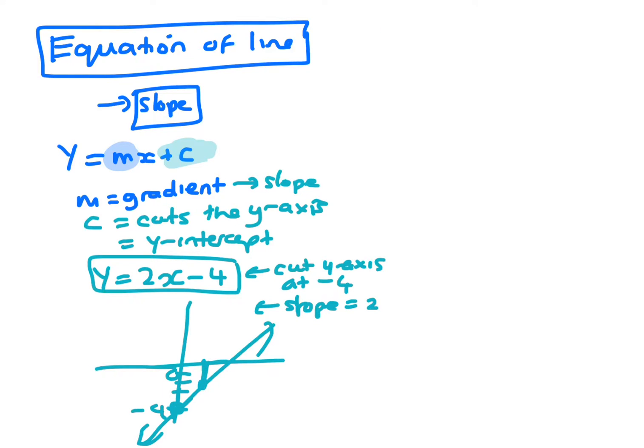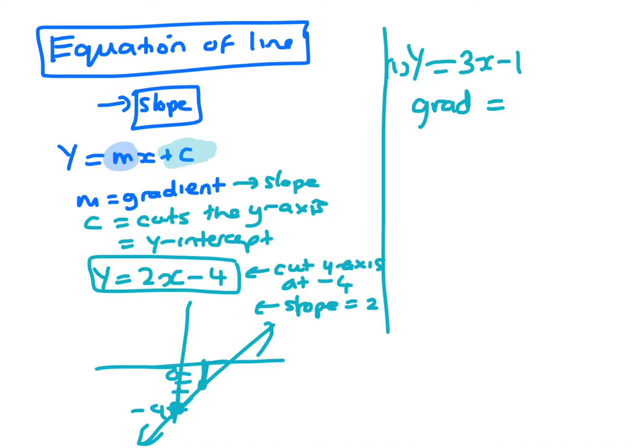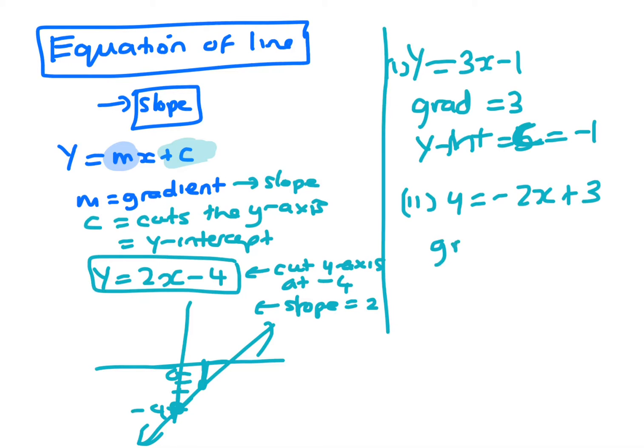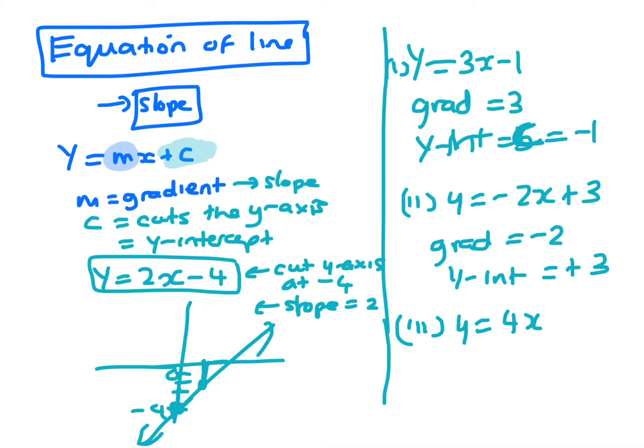Okay. So then if you have an equation like y equals 3x minus 1, then straight away we know that 3 will be your gradient, and your y-intercept, which is the b letter, c now, will be minus 1. If you have minus 2x plus 3, your gradient will be the minus 2, and your y-intercept would be the plus 3.